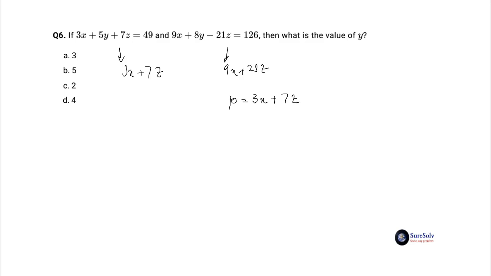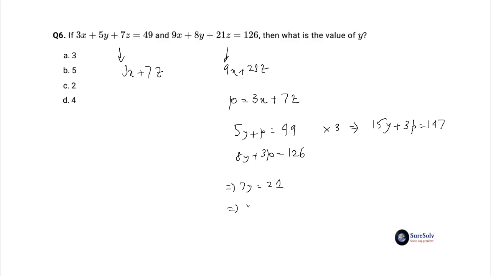And transform the two given equations to 5y plus p equal to 49 and 8y plus 3p equal to 126. Two equations in 2 variables. Mentally multiplying the first equation by 3, you get 15y plus 3p equal to 147. Now subtract the second transformed equation from this, resulting 7y equal to 21 or y equal to 3. Answer is option A, 3.